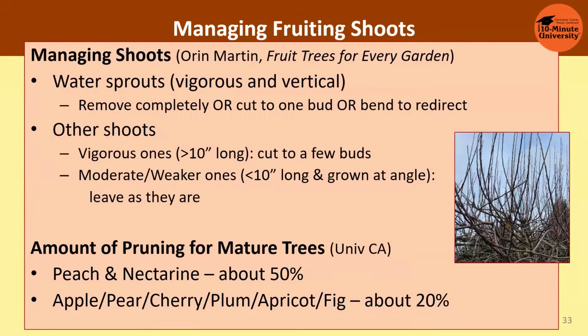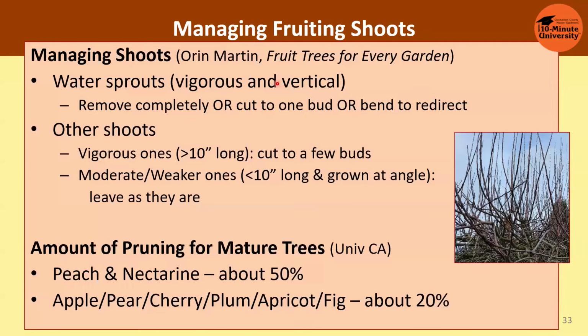Now let's look at how we manage fruiting shoots. These are the fruiting wood that grew last year. And in general, with most of the trees, we're removing about 20% of last year's shoots. But with peach and nectarine, we're removing about half of them. So these are the general rules that you would use.